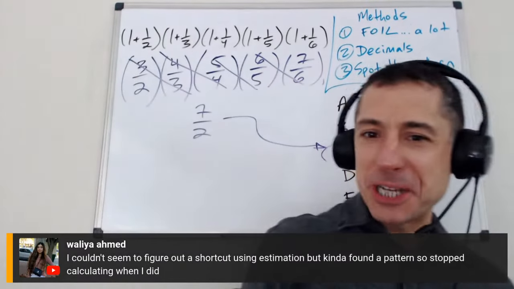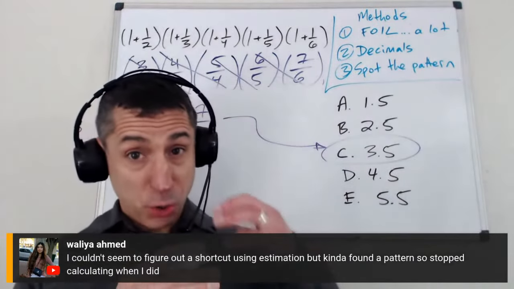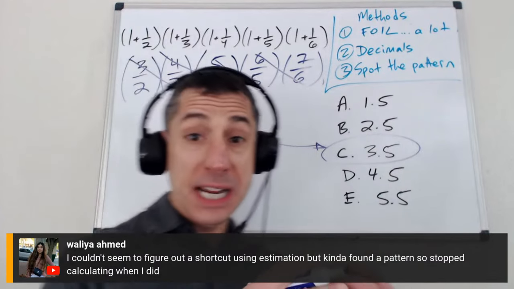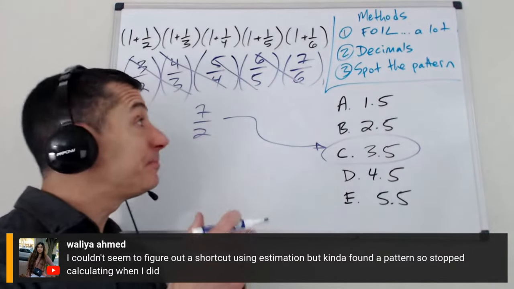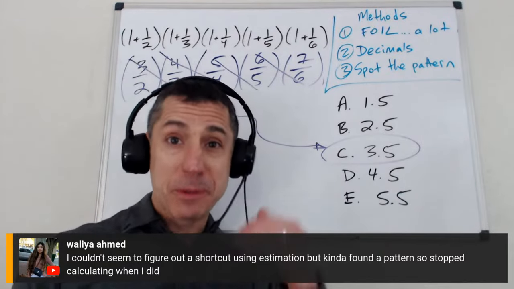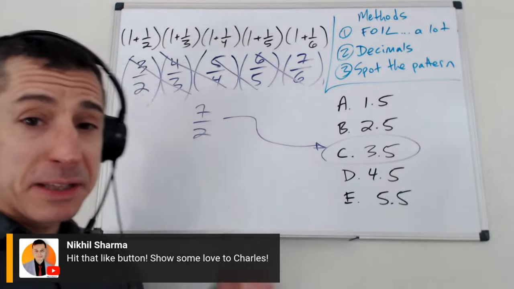Very, very typical GMAT. Again, not a super hard question from the standpoint of whether it's hard for people to get right or rated a difficult question. Not necessarily. But you're going to have a much better time on this test if you're really fighting for those opportunities to make it easier on yourself, spotting those patterns.